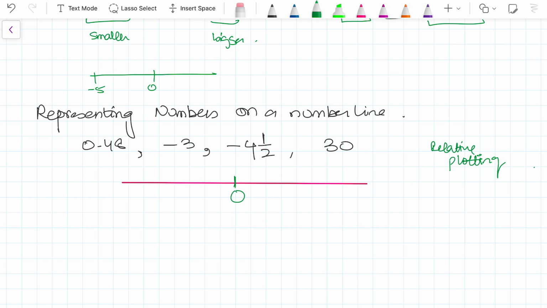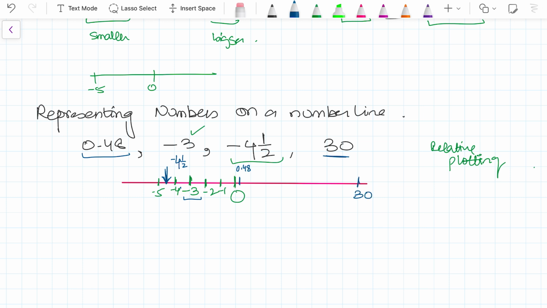So minus 3 is likely to lie before minus 4 whole 1 upon 2. Minus 4 whole 1 upon 2 will lie after. This is going to be somewhere here. -1, -2, -3. Okay, so I think -4, -5. So this is going to be a -4 whole 1 upon 2. This is a -3 that we want. Now 0.48. 0.48 will be somewhere here. And 30 will be to the extreme right hand side, 30.